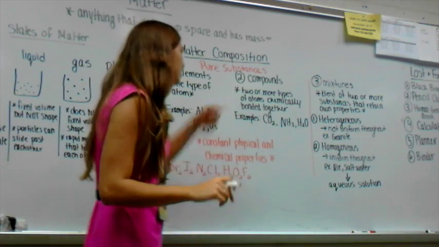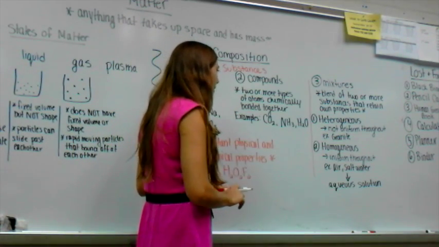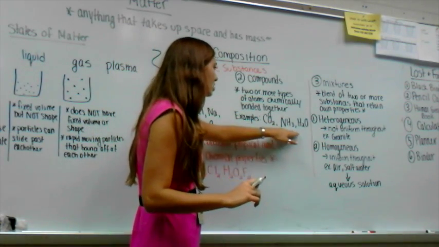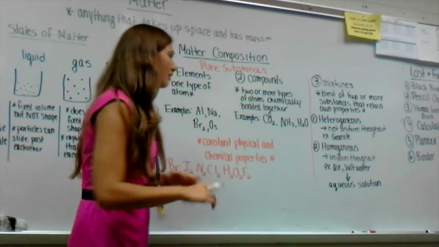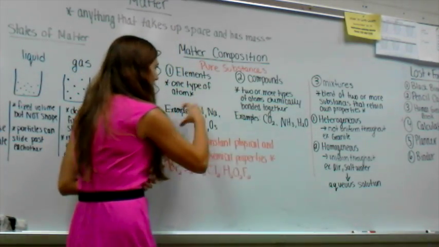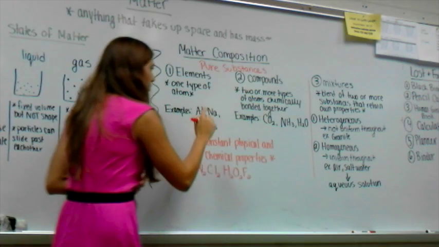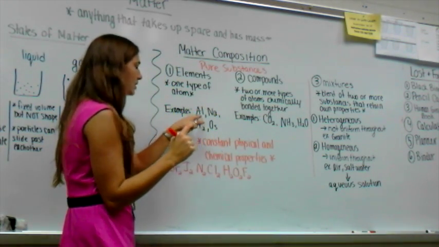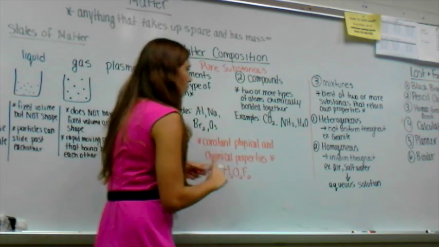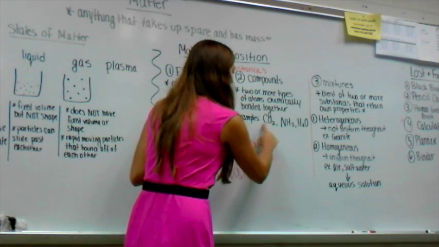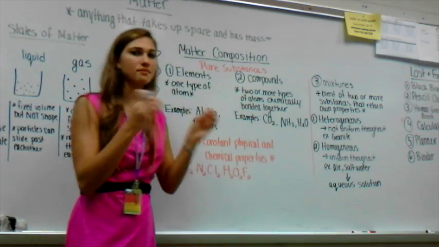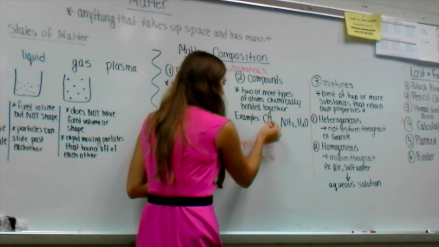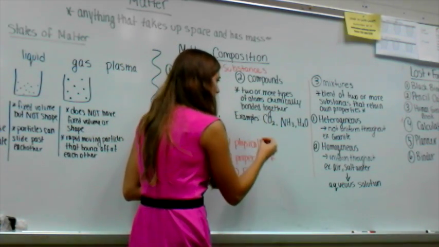Okay, compounds. Now we have 2 or more types of atoms chemically bonded together. So examples of this are going to be carbon dioxide, NH3, H2O. Now if we look at the difference between something in our elements versus something in our compounds, notice how we only have one type of atom, so we have aluminum, where here we have carbon and oxygen. So you have multiple types of atoms bonded together. We know that they're bonded together because when we write them, we're writing it together, not separately.